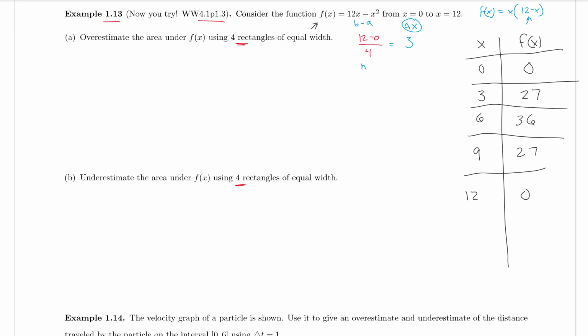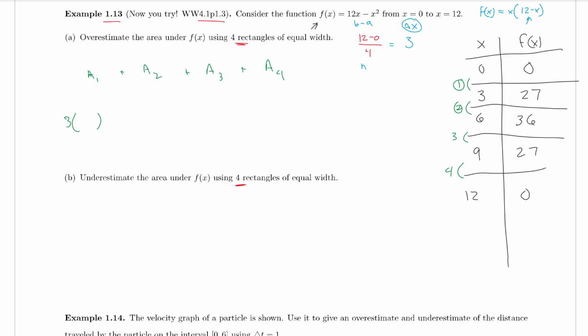So to find the overestimate, let's first write down our 4 areas that we're going to be adding together. So we're going to have area 1 plus area 2 plus area 3 plus area 4, where area 1 is going to be between 0 and 3, area 2 is going to be between 3 and 6, area 3 is going to be between 6 and 9, and area 4 is going to be between 9 and 12. Now these areas are given by 3 times the height.